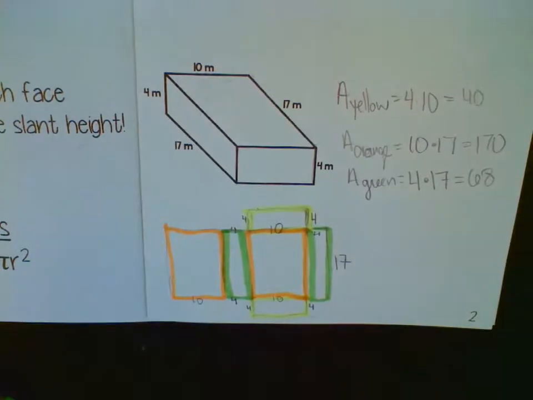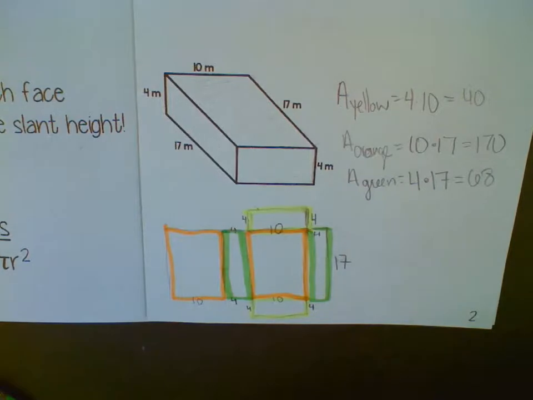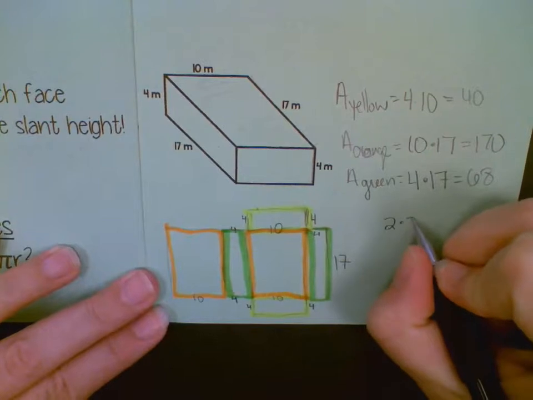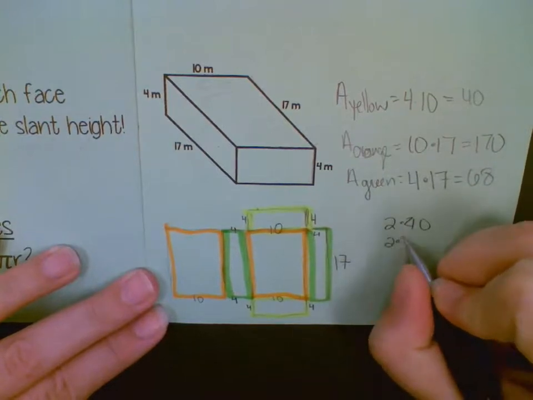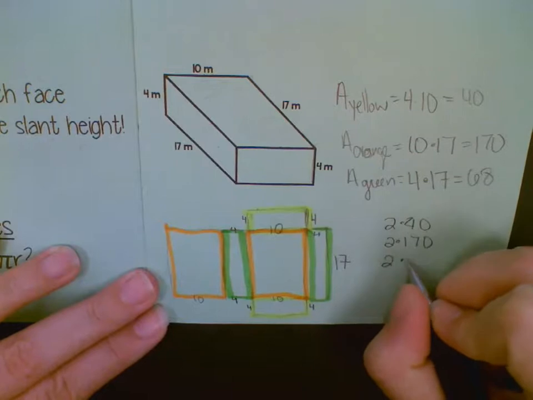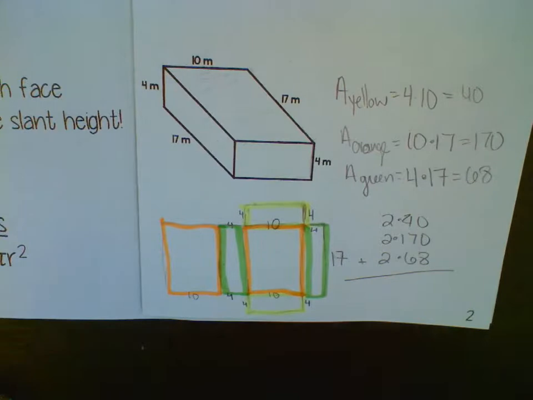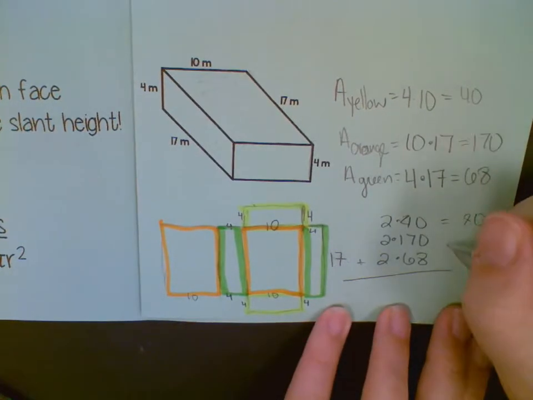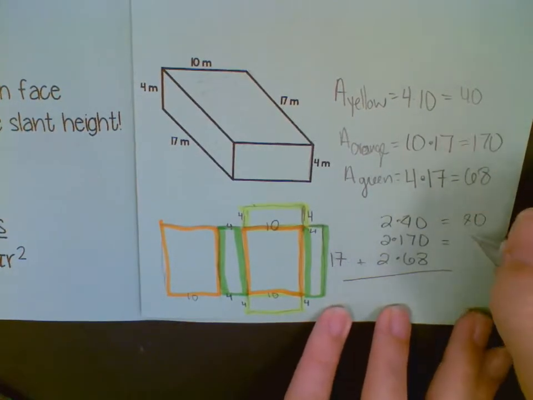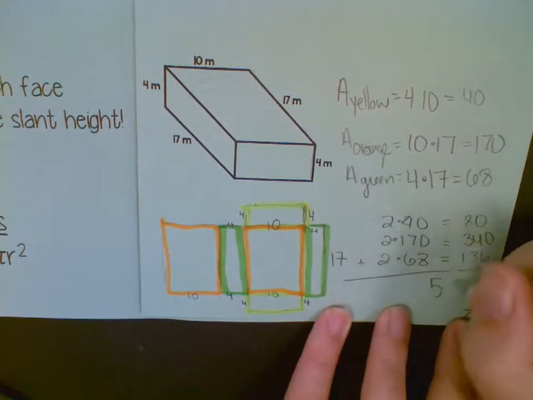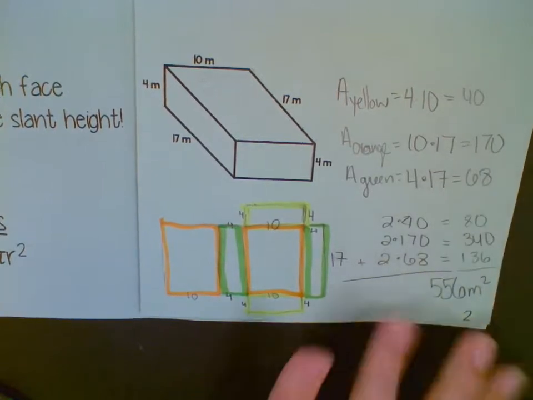Remember that was just for one box, but we have 2 of each box. So when we do it, we have to times them by 2. So our total surface area would be 2 times 40 plus 2 times 170 plus 2 times 68. We would add all of those together to get the total surface area. So this is 80. If we add those up, we get 556 meters squared.